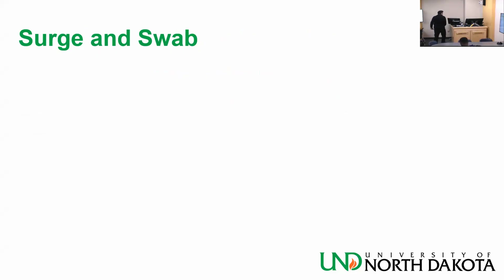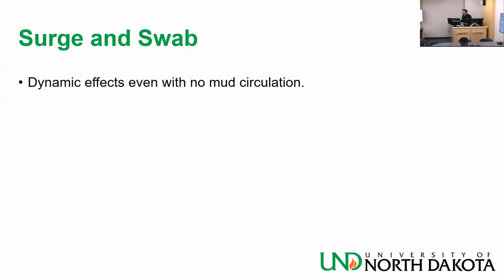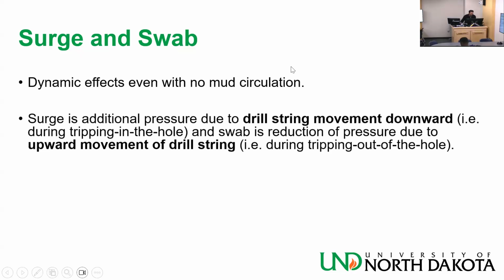Surge and swab. So circulating is not the only way you can change your effective mud weight. It's also when you are moving pipe into the hole or running pipe out of the hole. It's called surge and swab. Now moving the drill string downwards, that means you are running in the hole or tripping in the hole. It's called surge. Pressure goes up. So you need to be careful of fracturing the rock when you are running pipe into the hole.